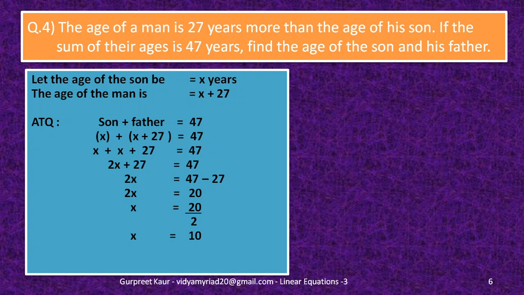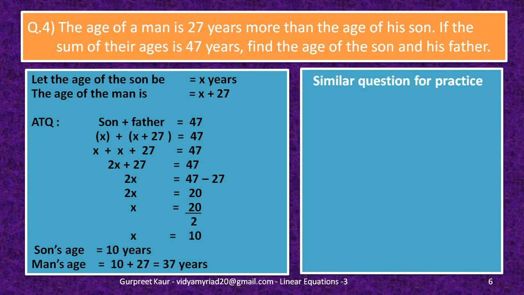Now again I ask the question whether my answer is finished here. Some of the students, they leave their answer till here. Dear children, this is the main part. Okay, but you are asked what is the age of son and father. So you need to write down at the end specifically son's age is 10 years and father's age or man's age is 10 plus 27, which is 37 years. You have to write this. Whatever is asked in the question, at the end you must write in the statement form.